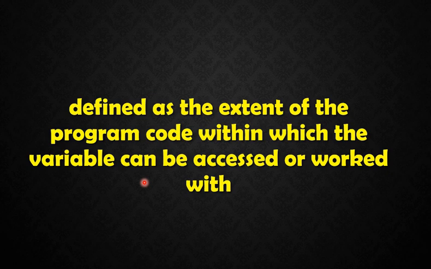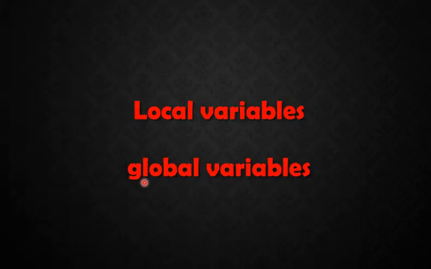Now let's talk about the types of variables. Basically, variables have been categorized into only two types on the basis of their scope. The first is local variables and the second is global variables. We're going to talk about each one of them in detail with the help of examples, so stay tuned with me and let's move forward.